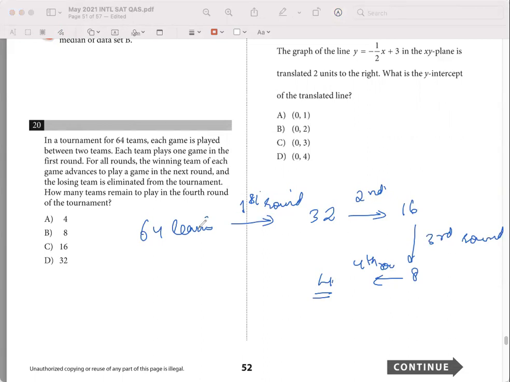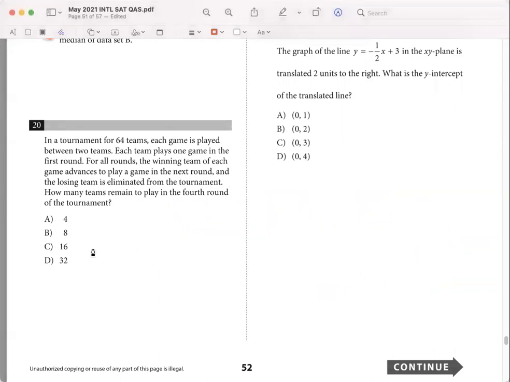so this was the first round, the second round. In the first round, 64 played. In the second round, 32 played. In the third round, 16 played. And in the fourth round, 8 played, right? So 8 will play in the fourth round and then proceed to just 4 teams left. So how many play in the fourth round? That's 8. Okay.